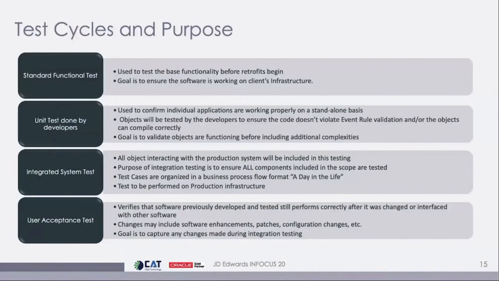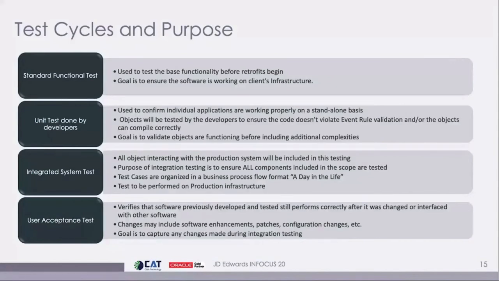We typically do the integrated system test on the production infrastructure, not the production environment, but we want to be working on the same servers. And then our user acceptance test, that's the last check to verify before we go live. We want to make sure any changes that have happened in the integrated system test are now reflected in the user acceptance test. In any testing process, measurement is very important. The diagram I'm showing now is a diagram for the actual testing process.